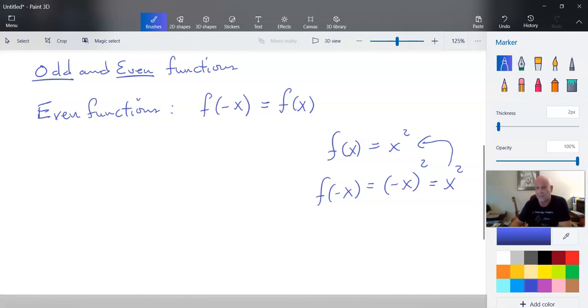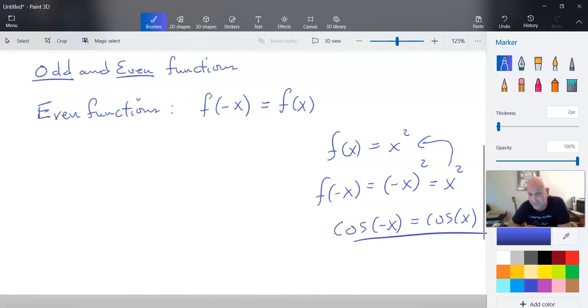The classic example from trig is the cosine function. Because cosine is an even function, it has the property that cosine of negative x is the same thing as cosine of x. And that's actually quite useful to use because a lot of the time you'll substitute in a negative x, but it's way easier to just deal with x by itself. And this will come up at some point because we are going to be covering trig. So keep that in mind. Cosine is an even function.